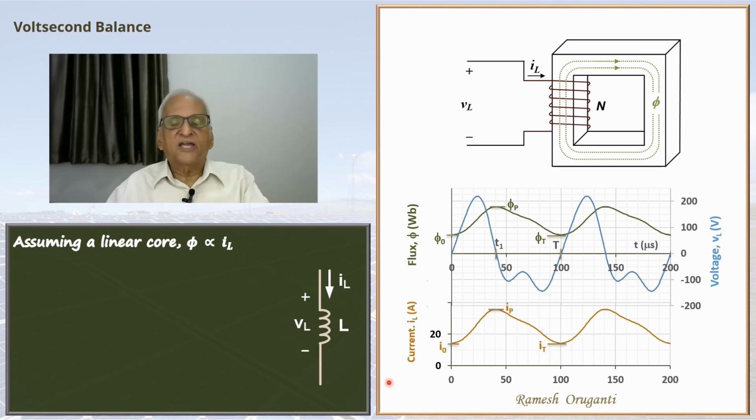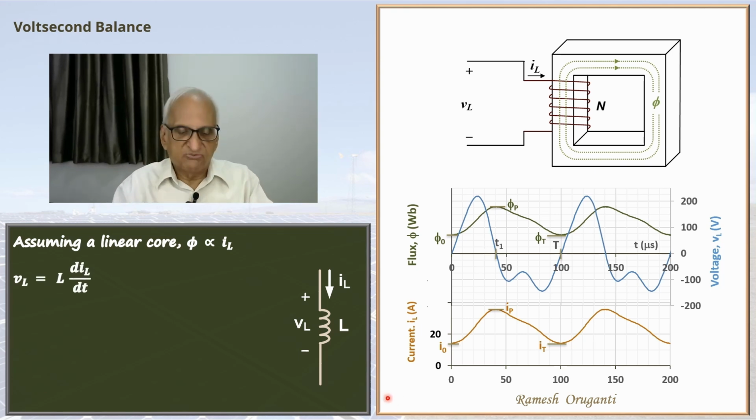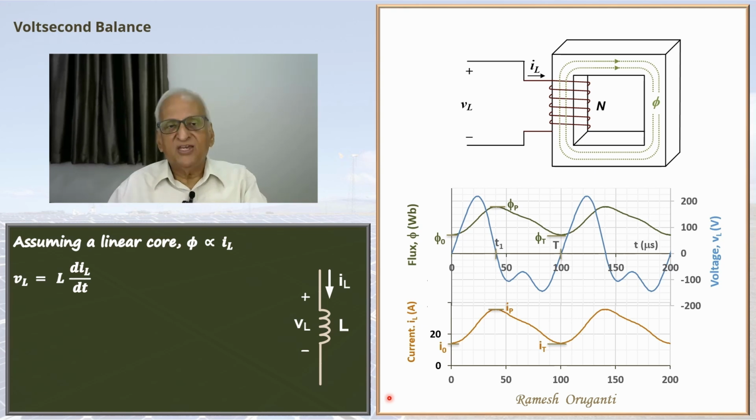And Faraday's law can be written as VL equal to L dIL by dt, where L is a constant inductance because we have assumed linear core. Now we can describe how we get the voltage waveform using the current waveform the same way as we did with the flux waveform. Between 0 and T1, the current slope is always positive, the voltage remains positive, and so on.